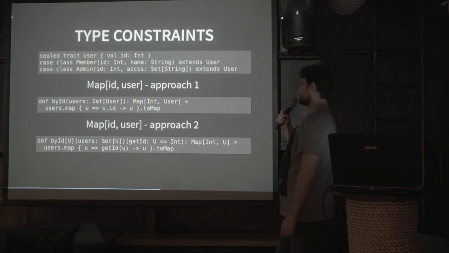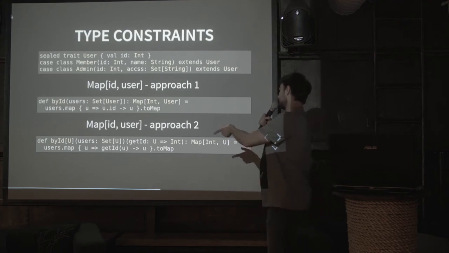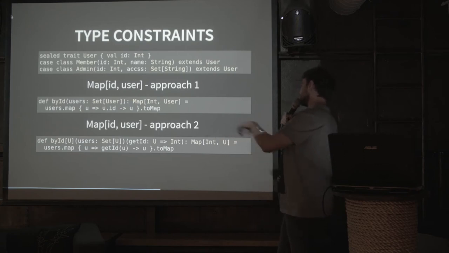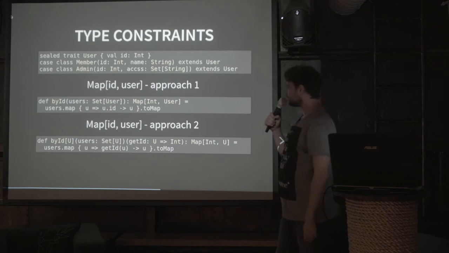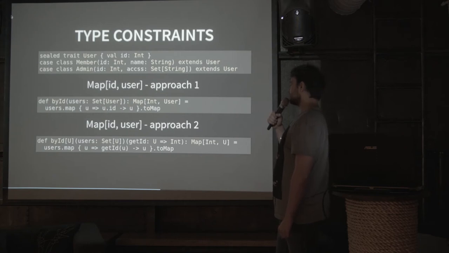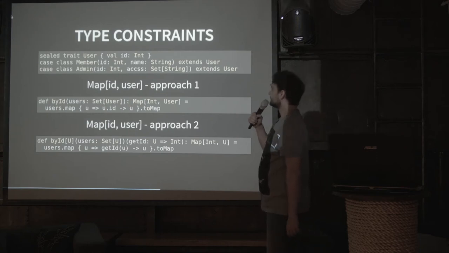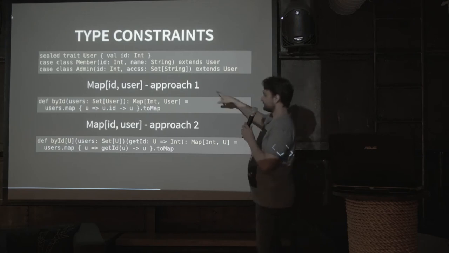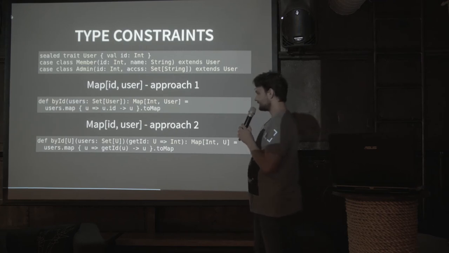So we have a set of users and we want to have a map of IDs to users, then it is quite simple. There is no need to do anything fancy here. We can map each user to a tuple from ID to the user and translate it to a map. That is very simple Scala code. But when we try to make things more generic, because maybe we have a set of admins or a set of members, and we also want to receive a map of admins or a map of members, then we can no longer use this very simple approach. We need to make things more generic.